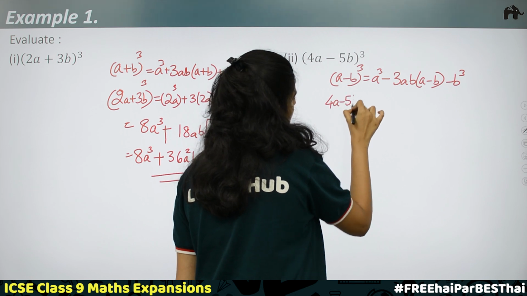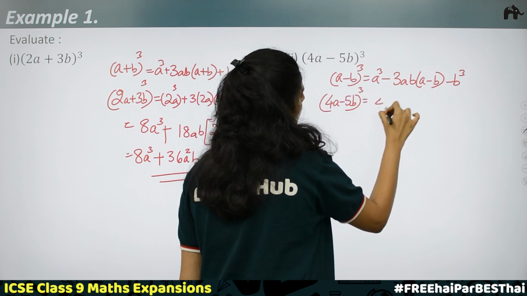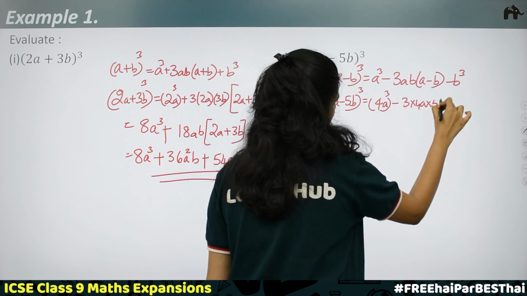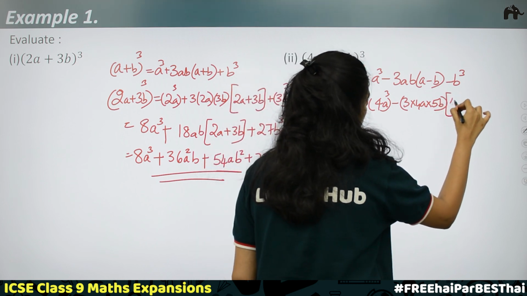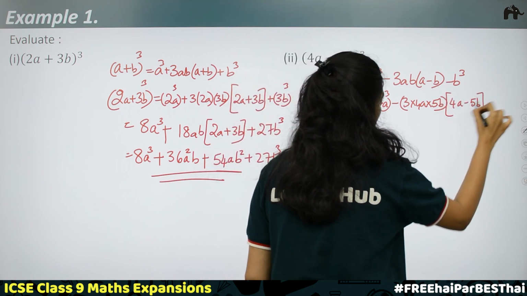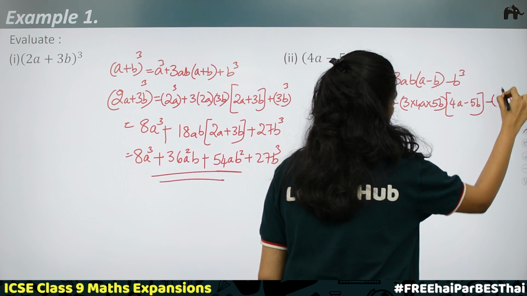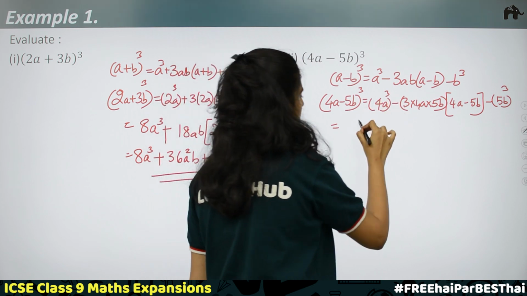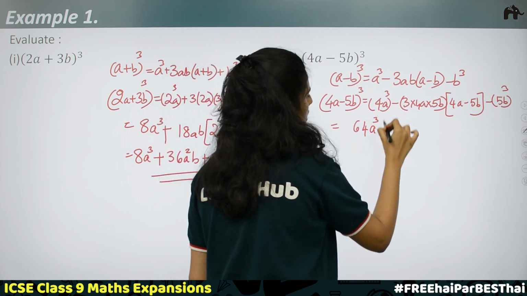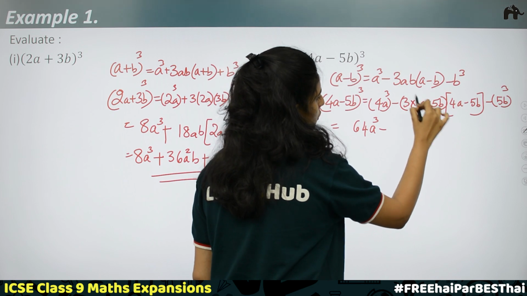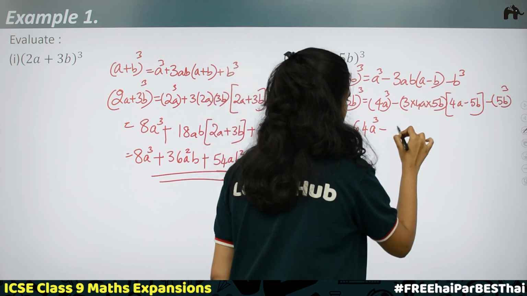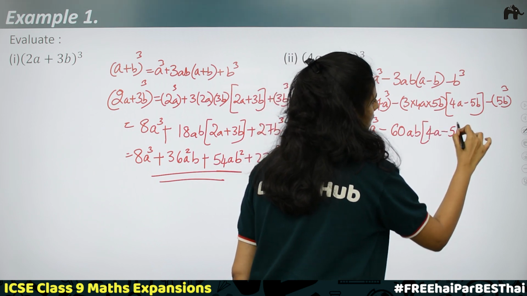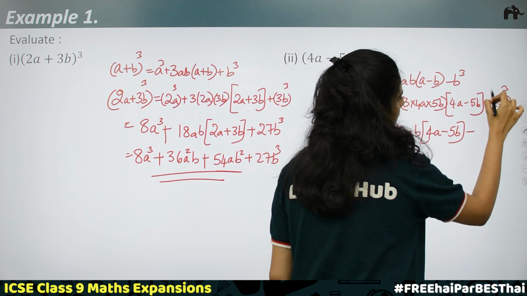(4a minus 5b) whole cube is equal to (4a) cube minus 3 into 4a into 5b into (4a minus 5b), minus (5b) whole cube, which is equal to (4a) whole cube. How much do we get? 4 cube is 64a cube minus 3 into 4, 12, 12 into 5, 60, 60ab into (4a minus 5b).